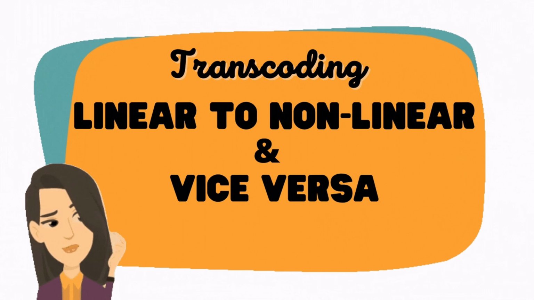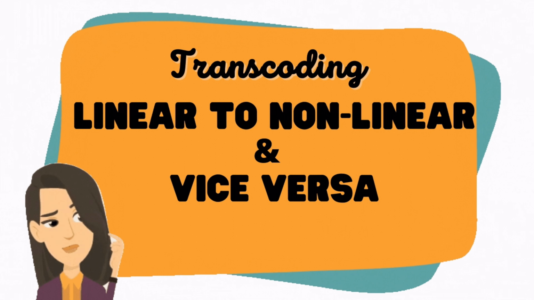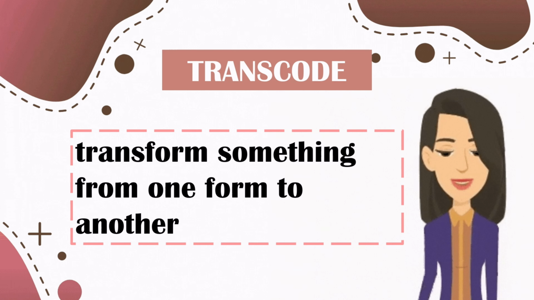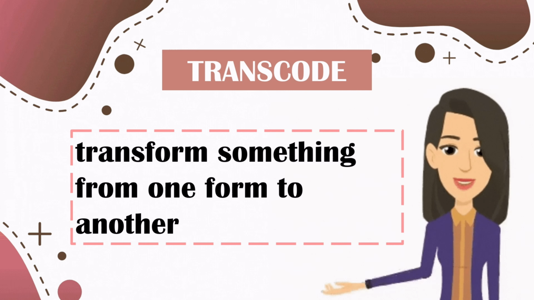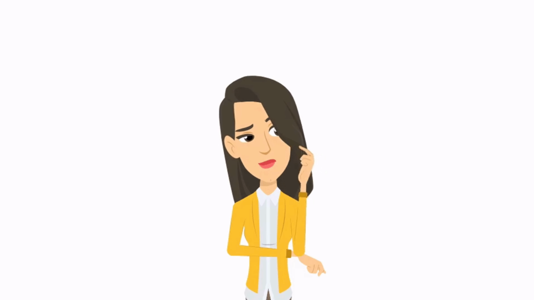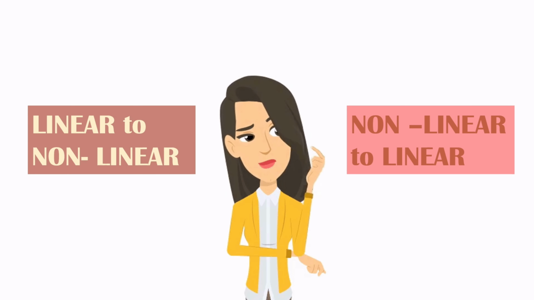Now, we're going to learn how to transcode linear to non-linear text and vice versa. To transcode means to transform something from one form to another. Transcoding linear text to non-linear text and vice versa is a skill that one has to be familiar with. Since it can be used in our everyday lives, there will be times when you have to transcode a linear text to non-linear text to make it easier for other people to understand it, and non-linear text to linear text to have a detailed description of a certain topic.